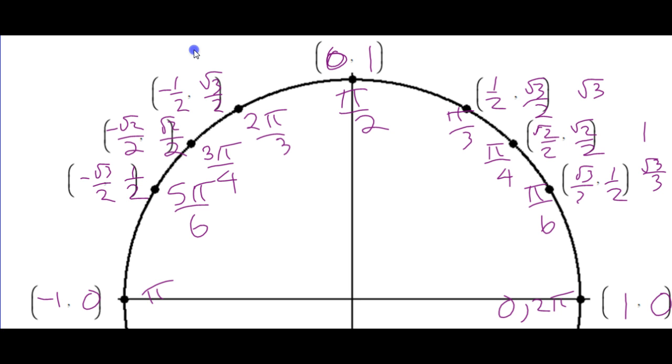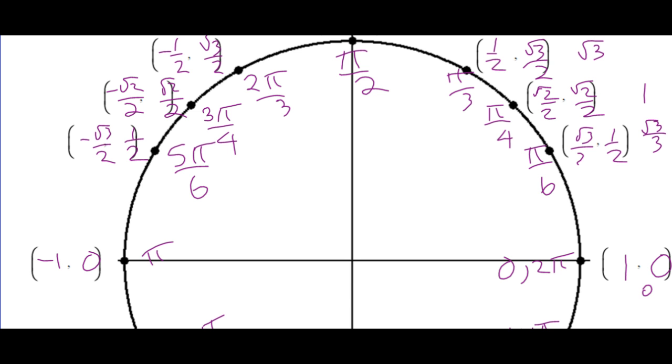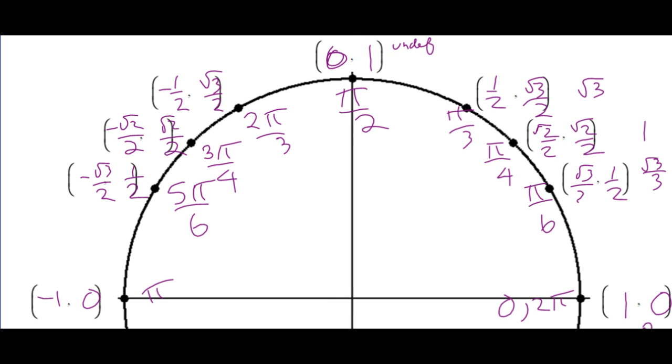1 over 0 is undefined. 0 over 1 is 0. Should use a different color, right? Those are the tangents, and then just reflect across.